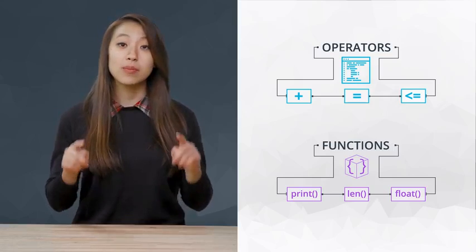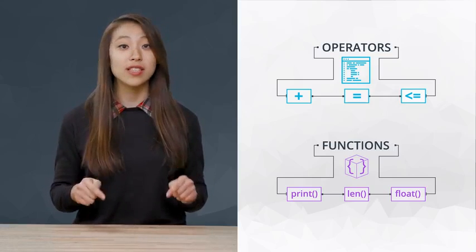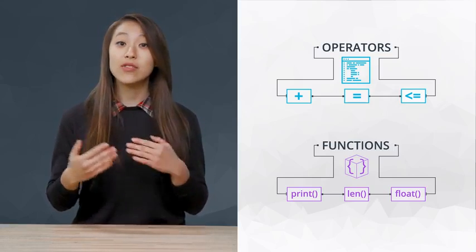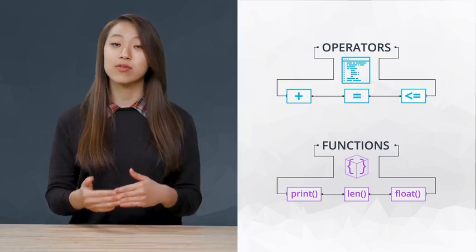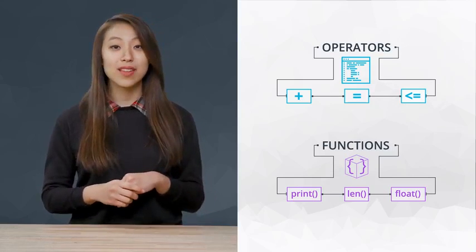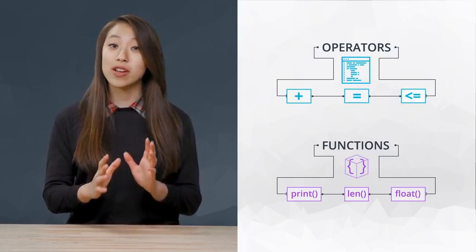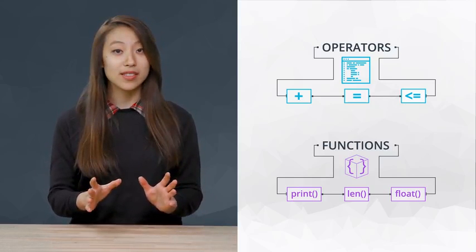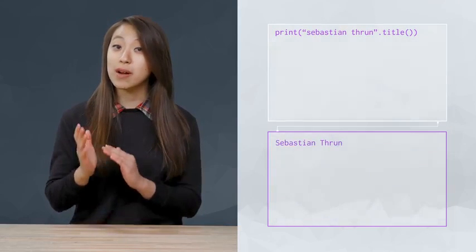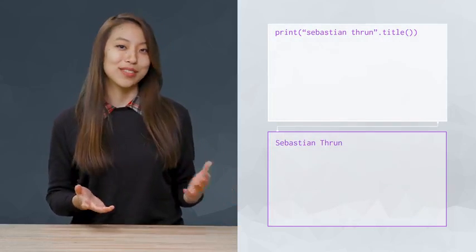Function inputs are put in parentheses rather than being placed next to an operator. And functions have descriptive names rather than short symbols. There is a third technique for operating on values: methods. The best way to learn about methods is with an example.